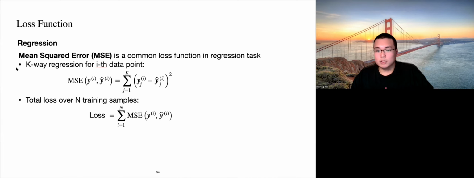So yeah, for regression tasks, we can use the mean square error loss, which is also very common. And for the k-way regression for the ith data point, it's here. And for the total loss over n training samples, we add them together.